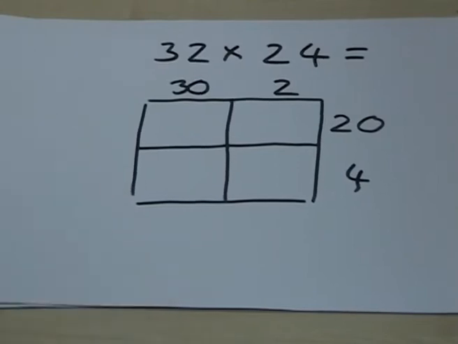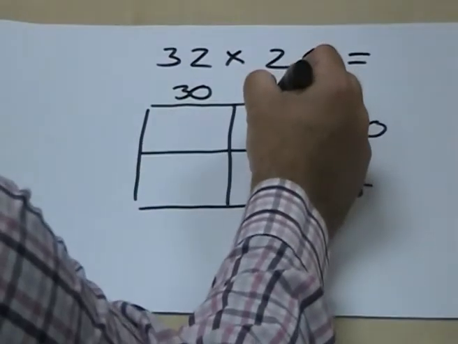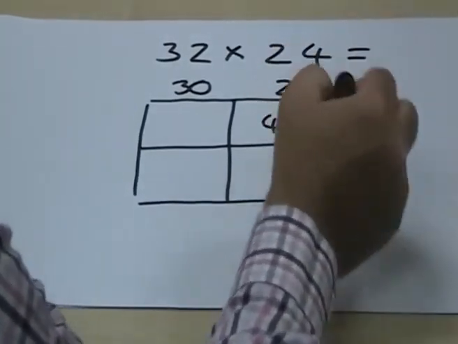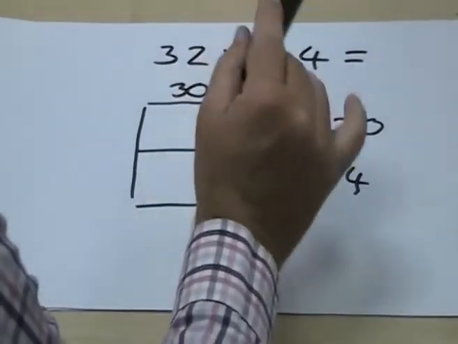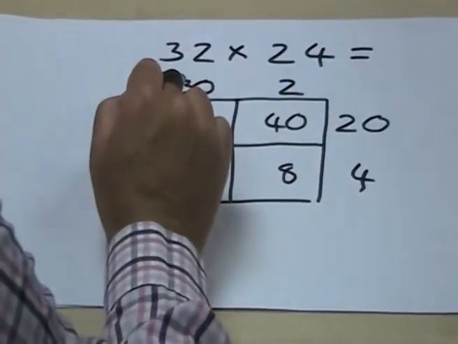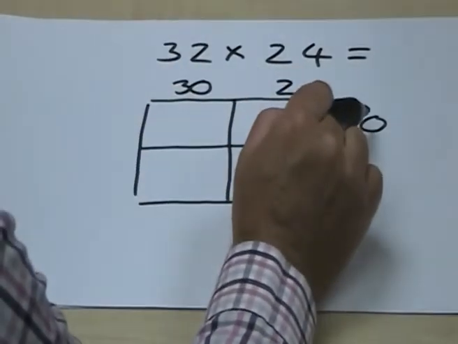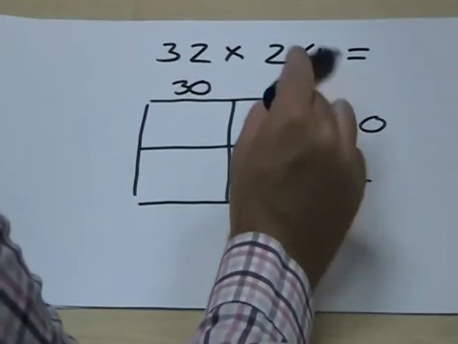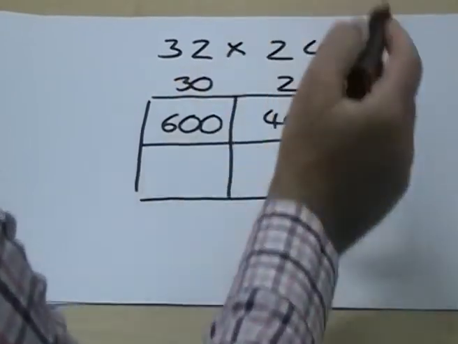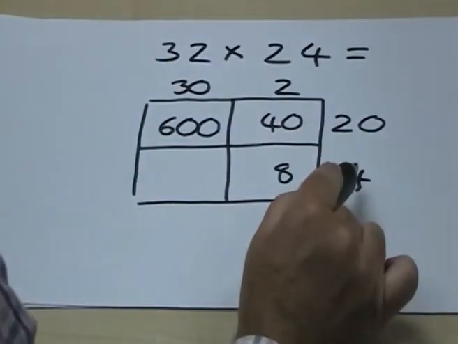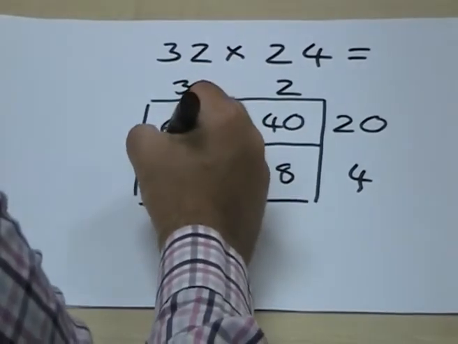We then multiply the columns by the rows, so we have 2 times 20 gives us 40, 2 times 4 gives us 8. 30 times 20, well we can do it this way, we can say 2 times 3 is 6, times 10 is 60, times 10 again is 600. And then we can have 30 times 4. So 4 times 3 is 12, times 10 is 120.